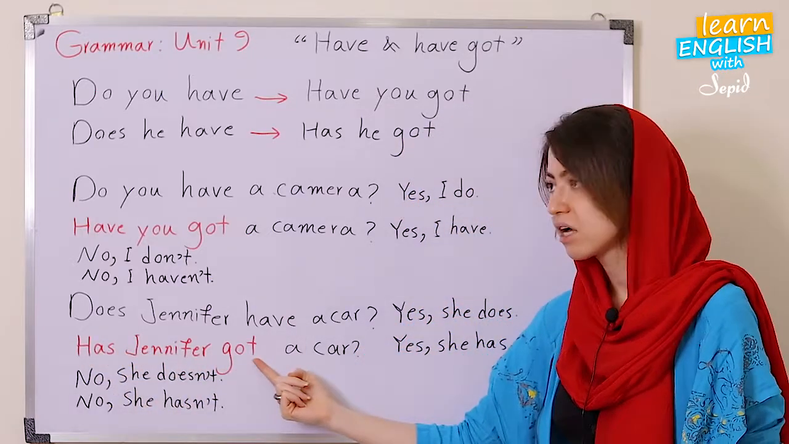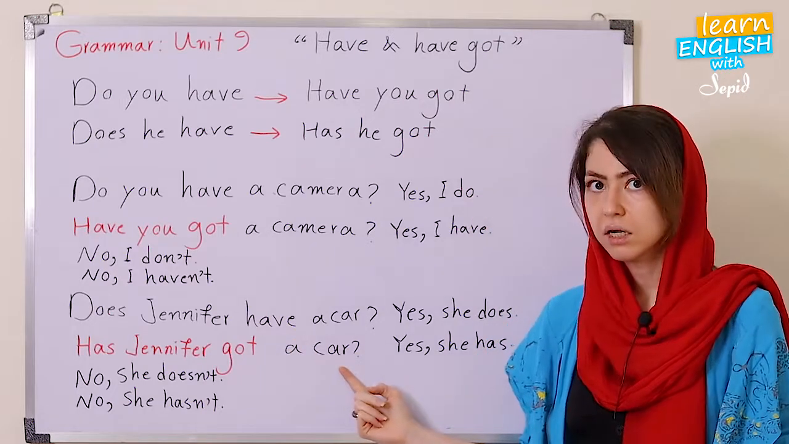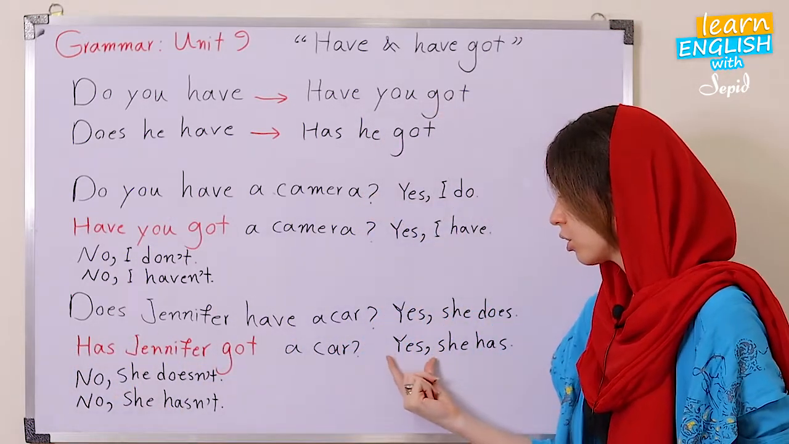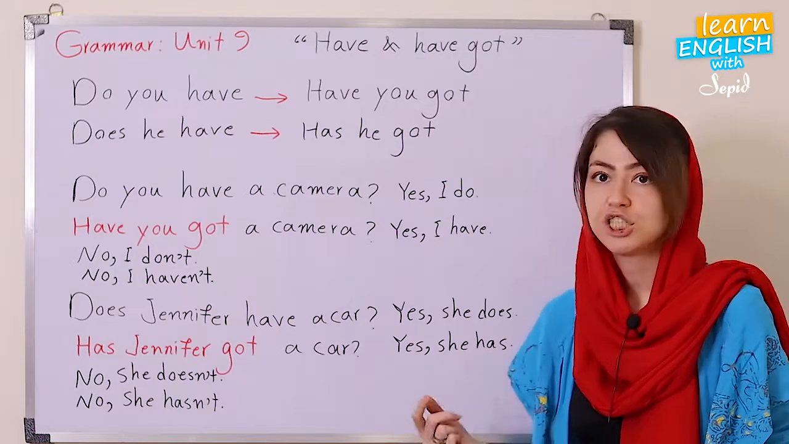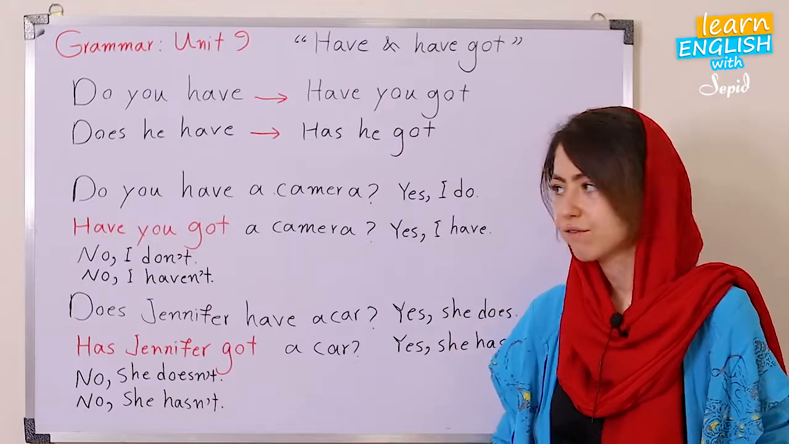Has Jennifer got? Has she got a car? So we should use has here as an answer. So we say, yes, she has. So let's go to the negative form.